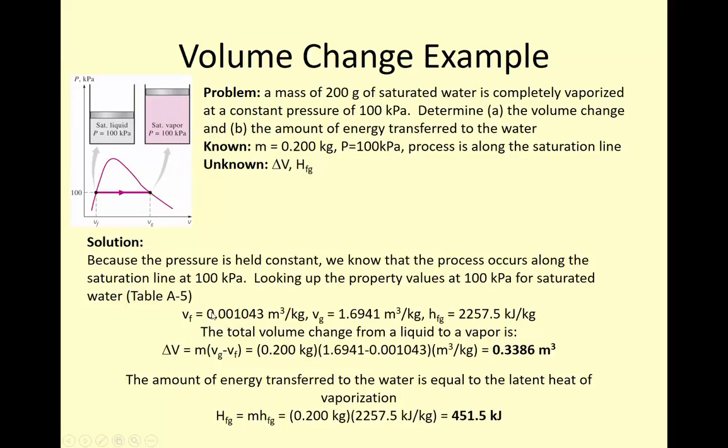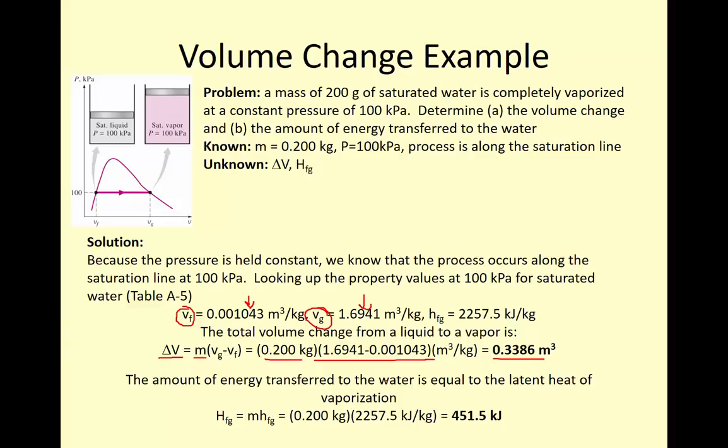So we look up these property values from the table, V sub F, V sub G, and H sub FG. So the volume change is equal to this V sub G minus V sub F multiplied by the mass. Because if we want to look at the total volume and not the specific volume, then we have to multiply through by the mass. So it's just 200 kilograms multiplied by the difference between those two, which gives us 0.3386 meters cubed. And again, we looked these property values up in table A5.